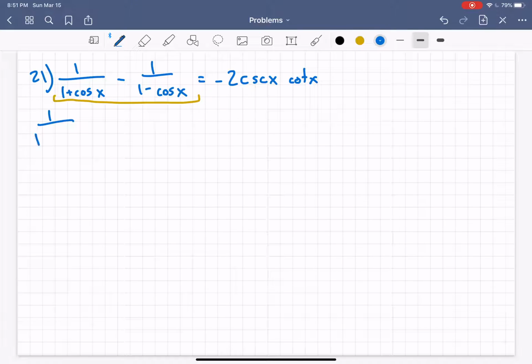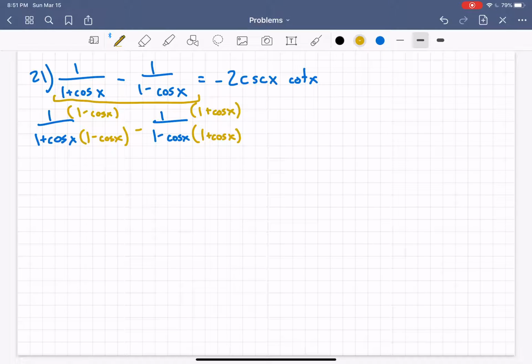Here's our original fraction. To get to the same denominator, we multiply the two denominators together. But whatever we do to the bottom, we must do to the top. All right, so we do that to the other one too. We have 1 over 1 minus cosine x. This one time we multiply by the other denominator, which is 1 plus cosine x. Whatever we do to the bottom, we have to do to the top. So that's how we get that.